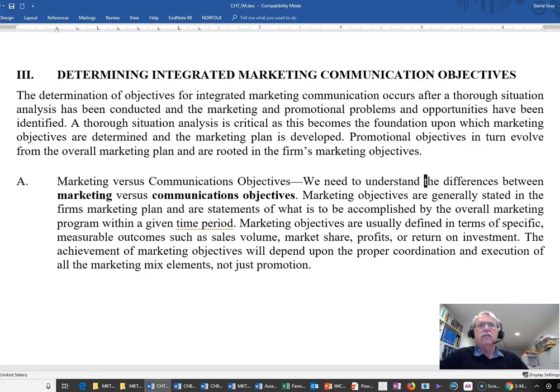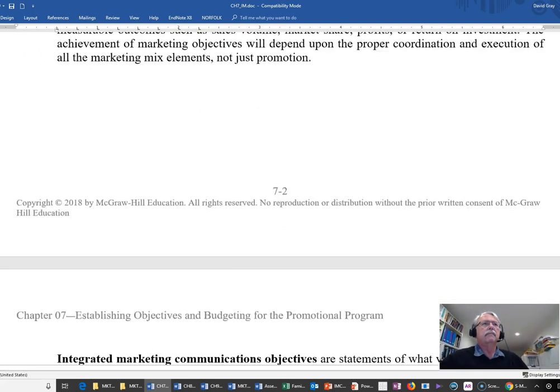So first of all, let's talk about marketing objectives. Basically they occur in the firm's marketing plan. They're statements of what is to be accomplished by the overall marketing program within a given time period. They're usually defined in terms of SMART goals, and the measures, the indicators could be sales volume, market share, profits, or return on investment.